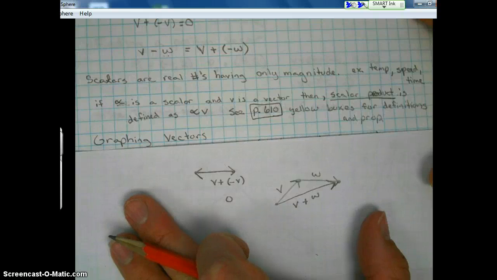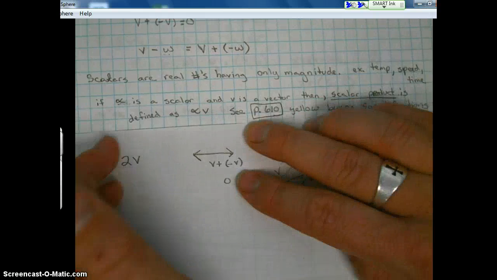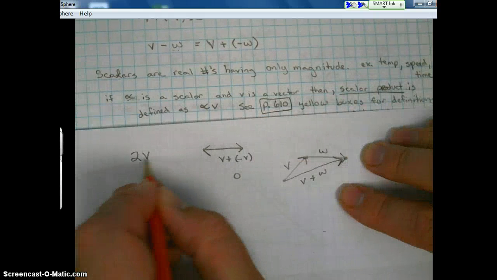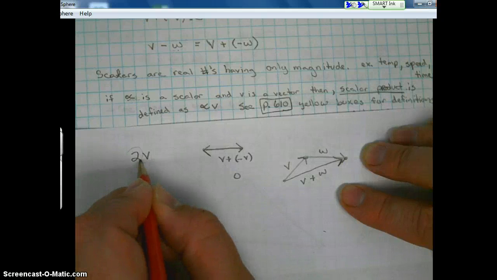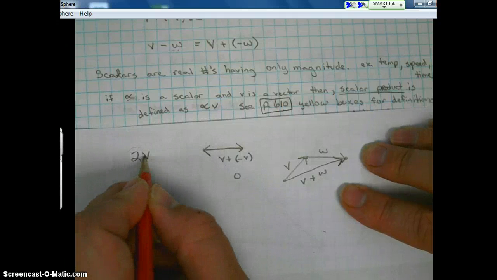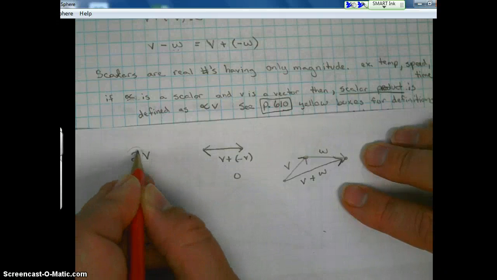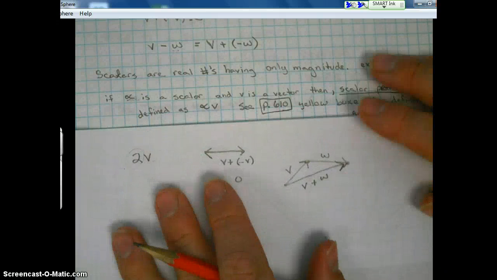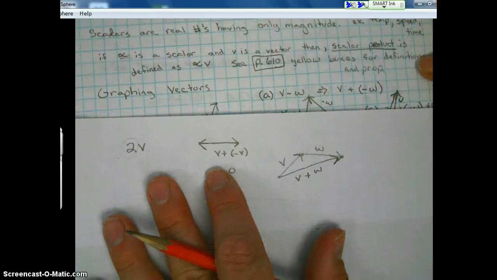Right, graphing vectors. All right, let's go back here. For example, 2v: 2 represents the scalar, and v represents the vector. Now the scalar has only magnitude, and it's just a number. Okay, graphing vectors. So let's look at some examples.